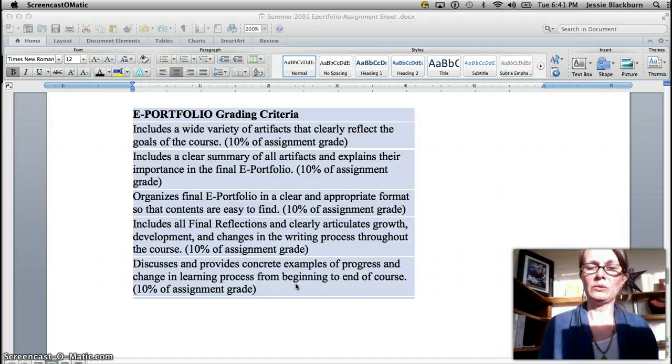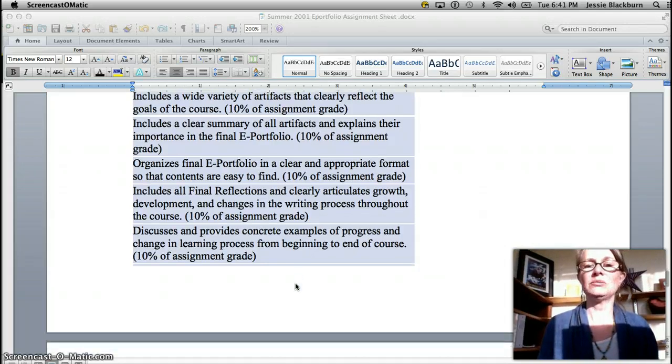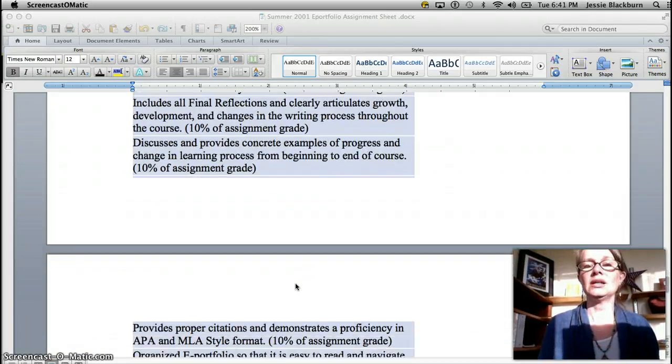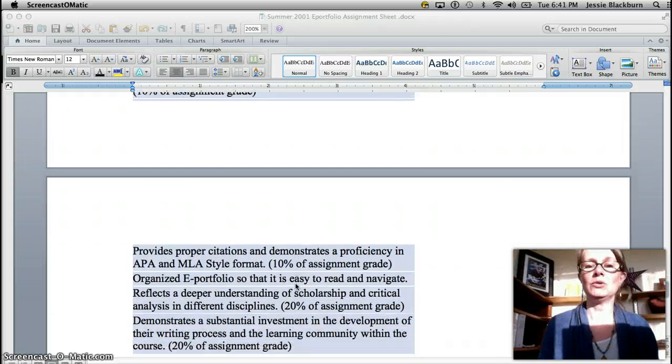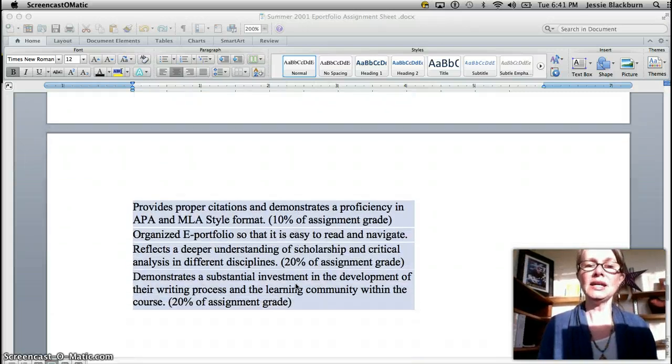That it includes all final reflections and clearly articulates growth, development, and changes in the writing process throughout the course. And then it discusses and provides concrete examples of progress and changes in the learning process from beginning to the end of the course. You'll see where writing the cover letter will help you get at most of that. And lastly, that you provide proper citation and demonstrate proficiency in APA and MLA style.